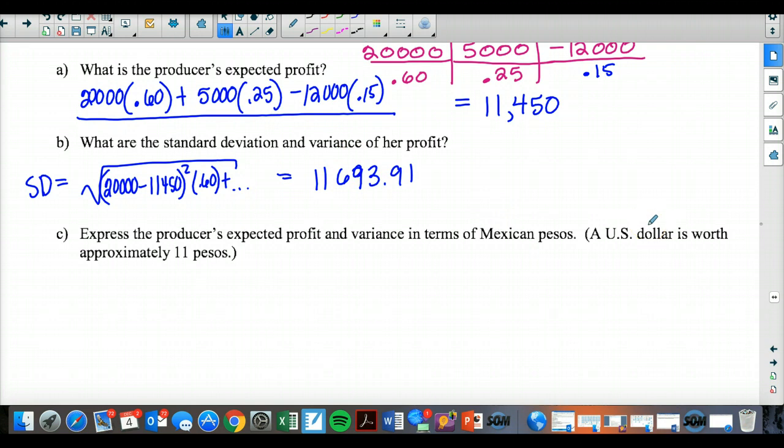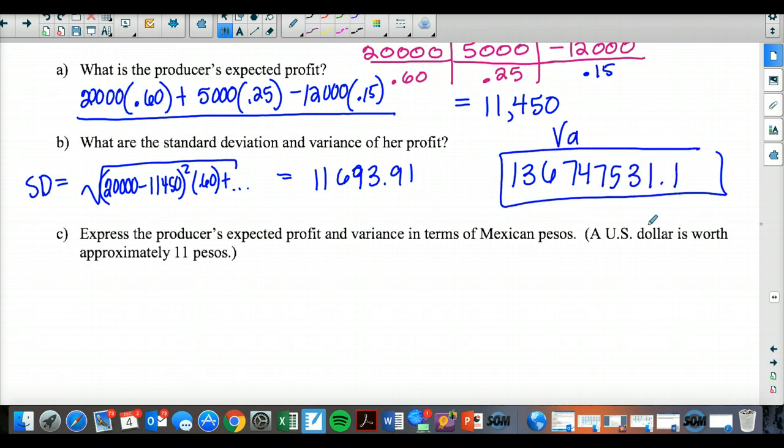Express the producer's expected profit and variance in terms of Mexican pesos. A US dollar is worth approximately, oh, I forgot to give you the variance. Variance is 11,693.91 squared. So the variance is 136,747,531.1. This would be the variance, because the variance is just the standard deviation squared.